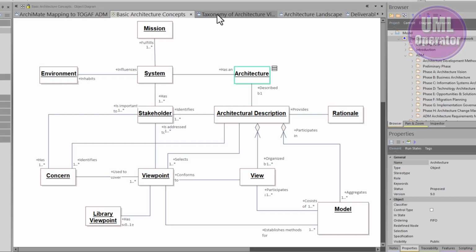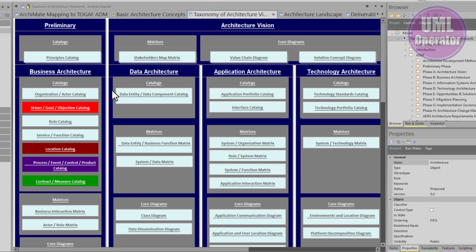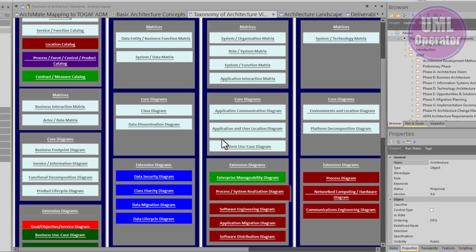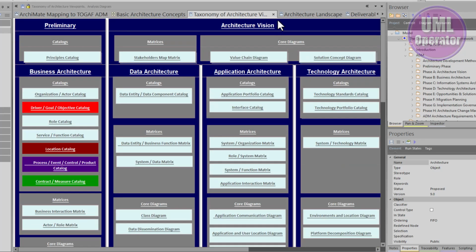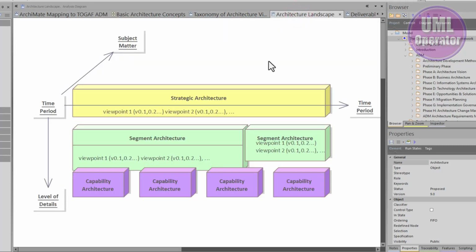So as we're moving through, we're using a taxonomy of architecture viewpoints. We're building catalogs, and eventually we're getting into matrix or matrices, the core diagrams that are used for data architecture, application architecture, and technology architecture as we move through the taxonomy of architecture viewpoints that TOGAF gives to us. And when we're looking at delivery, we have a strategic architecture for the company that may not be handled in just one sprint, one project or program, but over a period of time to support the views and viewpoints and concerns of each one of the stakeholders.